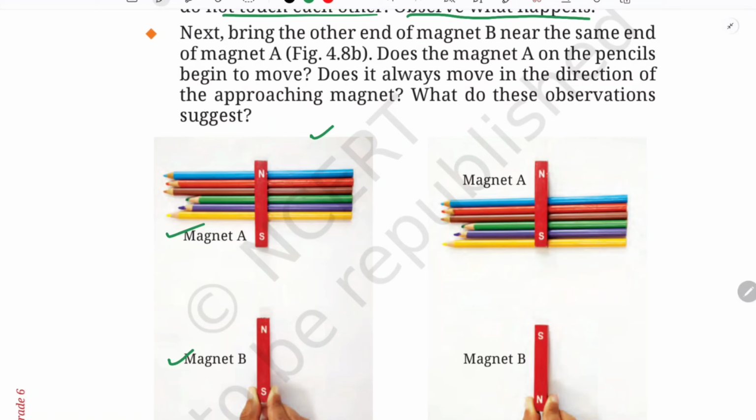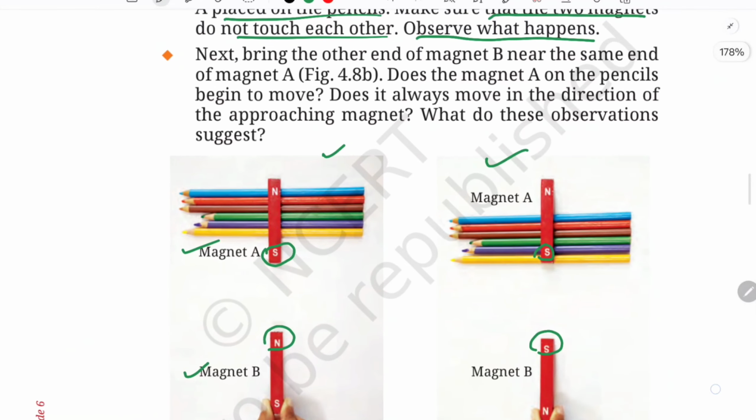And we have to do this in two ways. First, you will see the different poles. Here this is the south pole and here this is the north pole, and here it is the same pole, south pole and south pole. During this experiment, what will you observe when you bring a bar magnet with the opposite pole, the north pole? And what will you observe when you bring a bar magnet with the same pole, that is south pole with south pole?